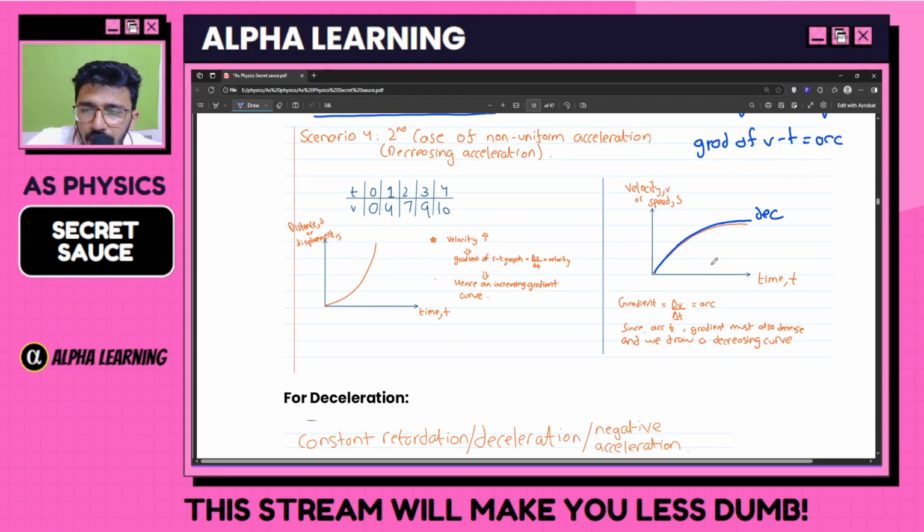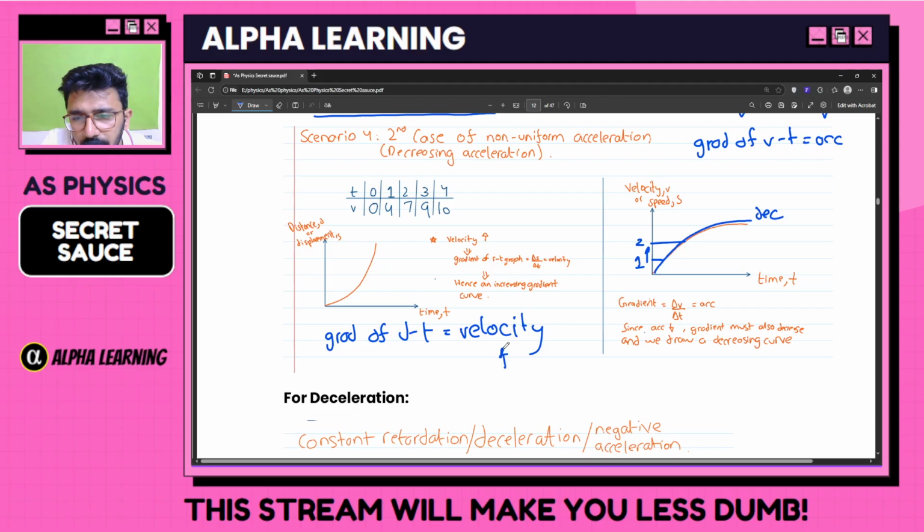Now, although the gradient of the graph is decreasing and you draw a decreasing curve here, can you realize that the velocity is still increasing? And the gradient of the distance time graph is equal to velocity. If velocity is increasing, that means the gradient of the distance time graph is increasing. This will still be an increasing curve.